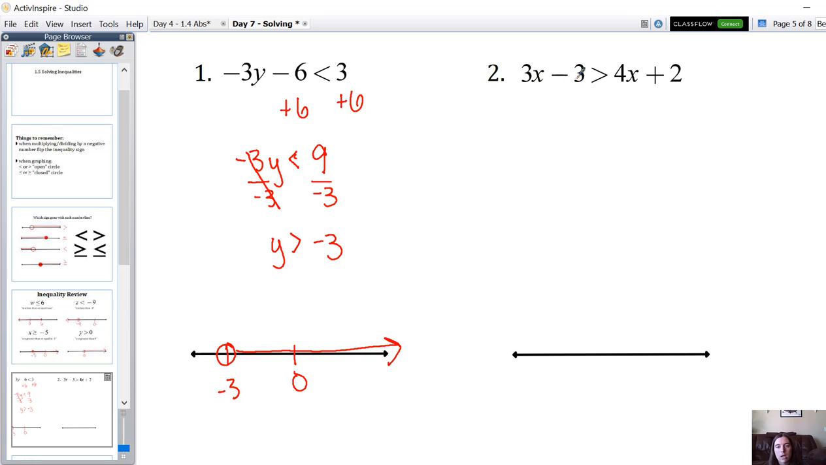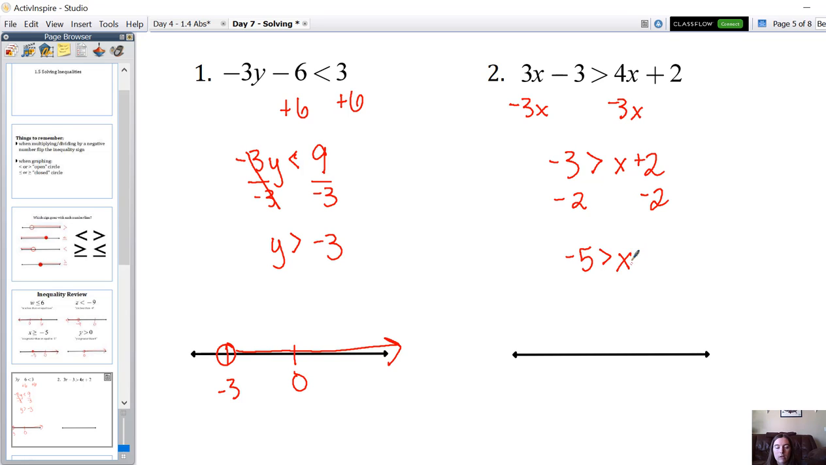Here we have 3x minus 3 is greater than 4x plus 2. Again, the goal is to get the variable to one side and the constant to the other. I'm going to subtract the 3x from both sides. So now on the left I have negative 3, greater than 4x minus 3x is 1x, or just x, plus 2. Then to get x by itself, I'm going to move this 2 over, so I'm subtracting 2. So now we have negative 5 is greater than x.